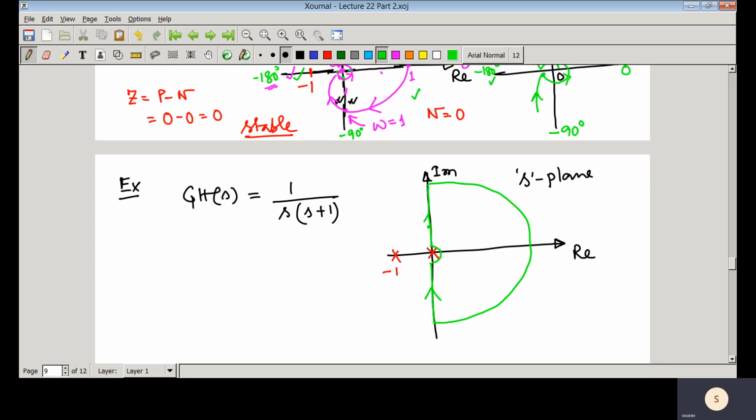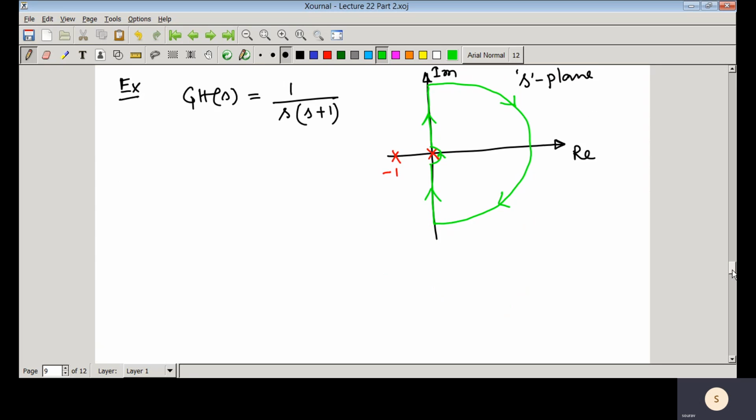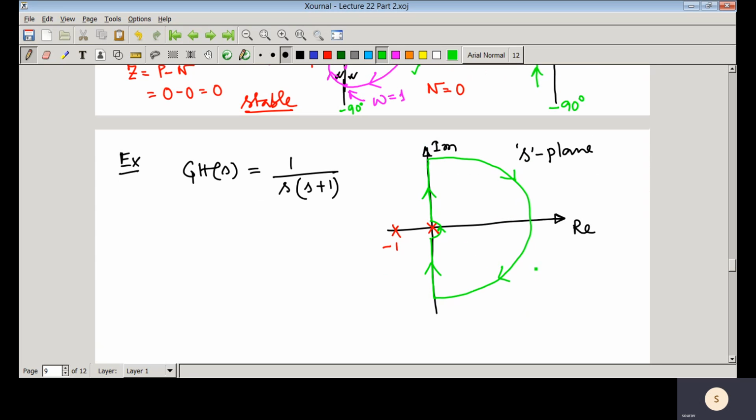So now, what would be the plot? What would be the Nyquist plot? That means if you map this particular Nyquist contour via this G(s)H(s), what would be that plot in the G(s)H(s) plane?